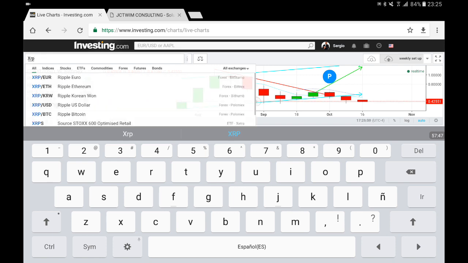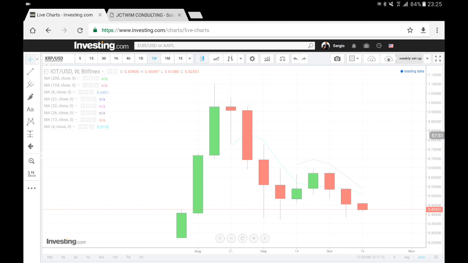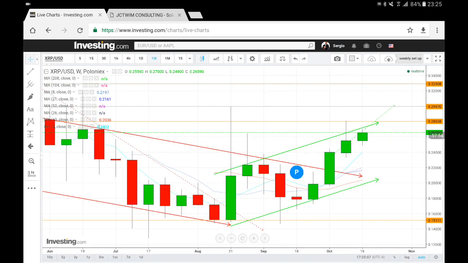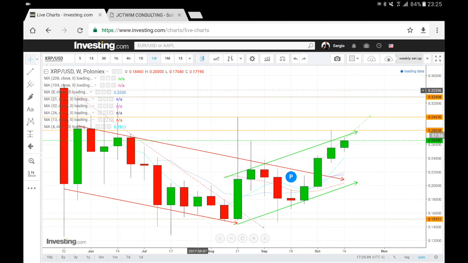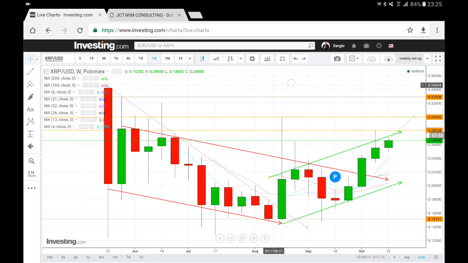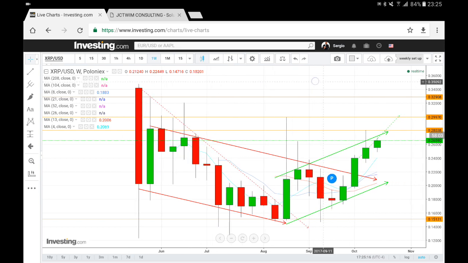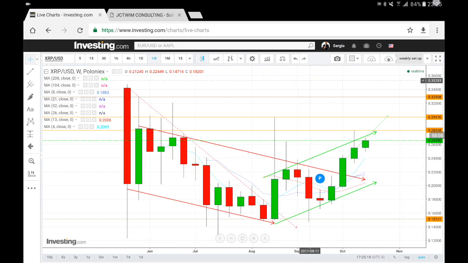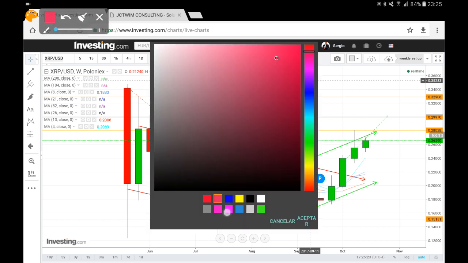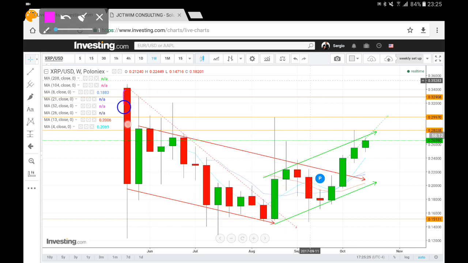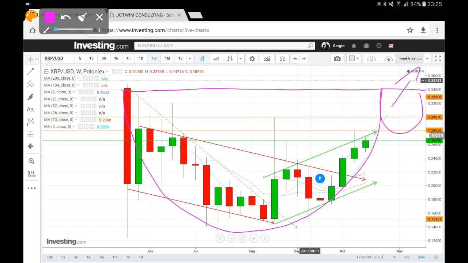And finally, Ripple, XRP USD, Ripple USD, Poloniex. Okay, that's it. And here we go with Ripple. Remember I told you that we have a very famous pattern, and with Ripple the pattern is also a cup, and wait for the handle, and boom, above that, that's bullish.